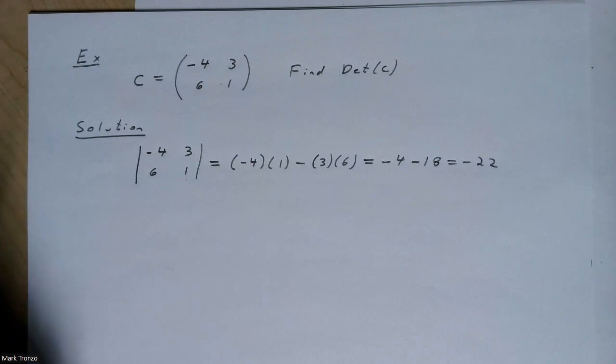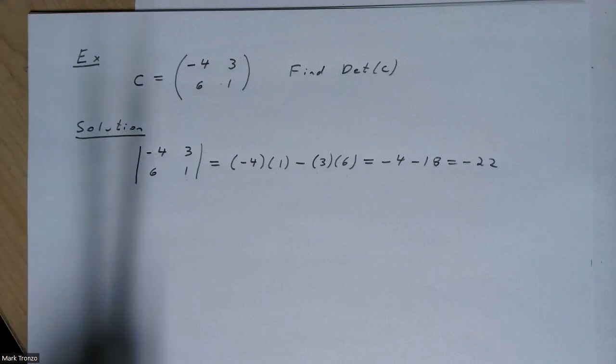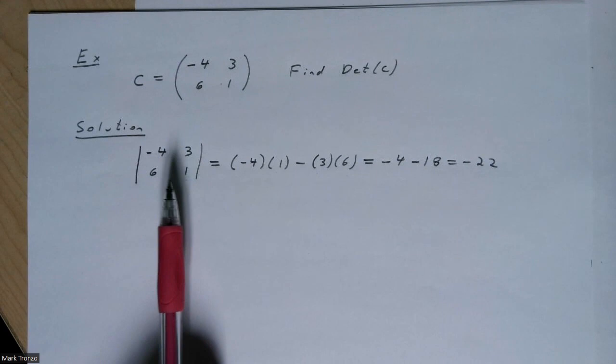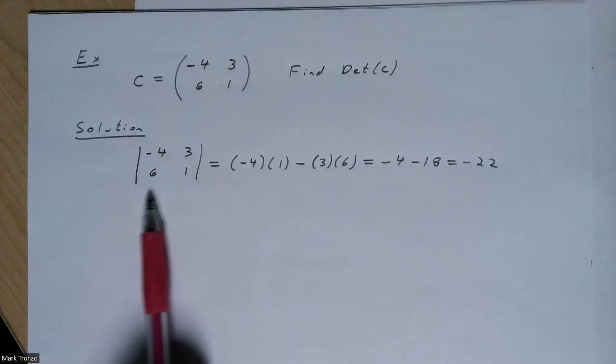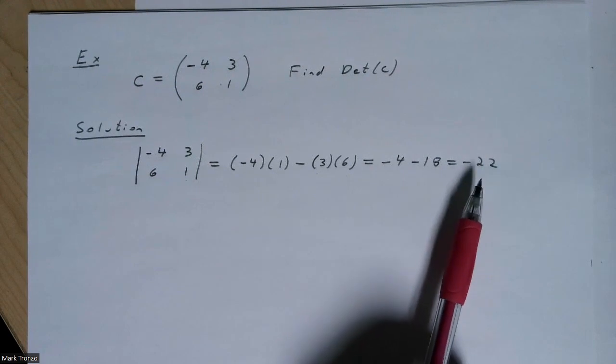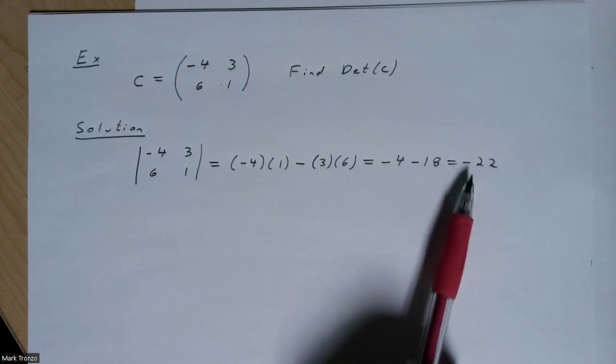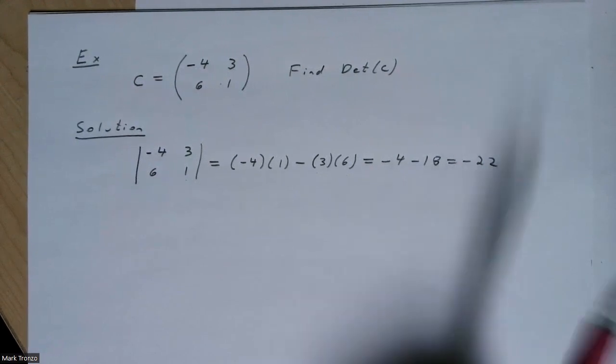And that's always how you'll do a 2x2 determinant. Once again, remember, a determinant is a function that you put a matrix into. So we start with a matrix, and the output is just going to be a scalar, or number.